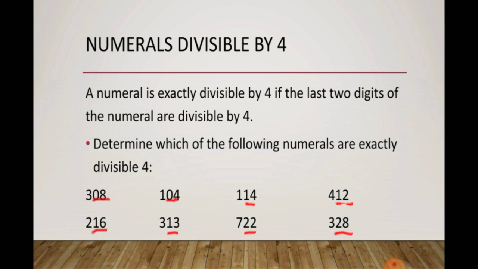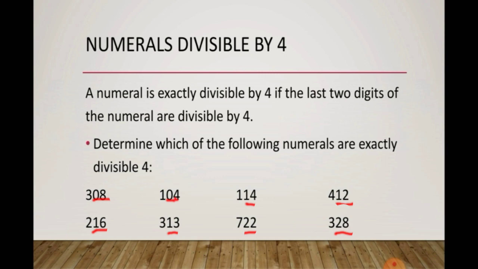In 313, the last two digits 13 are not divisible by 4. So 313 is not exactly divisible by 4. In 114, the last two digits 14 are not divisible by 4. So 114 is not exactly divisible by 4. In 722, the last two digits 22 are not divisible by 4. So 722 is not exactly divisible by 4.